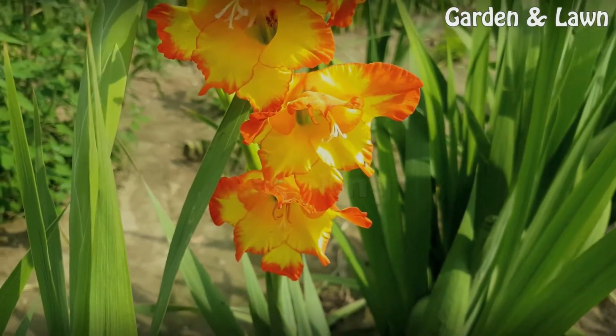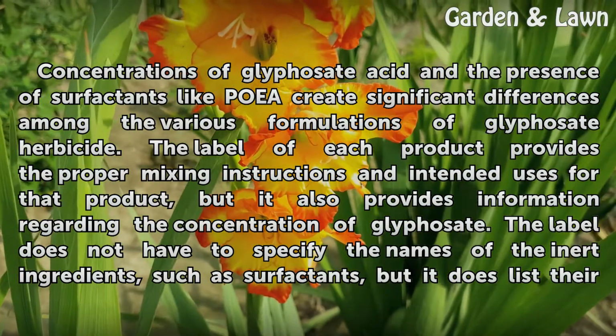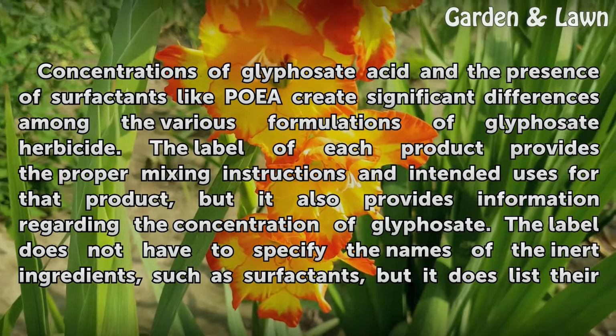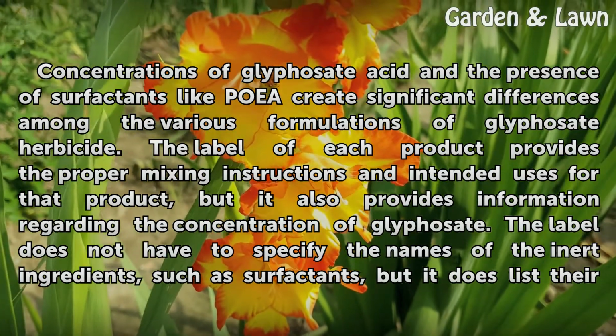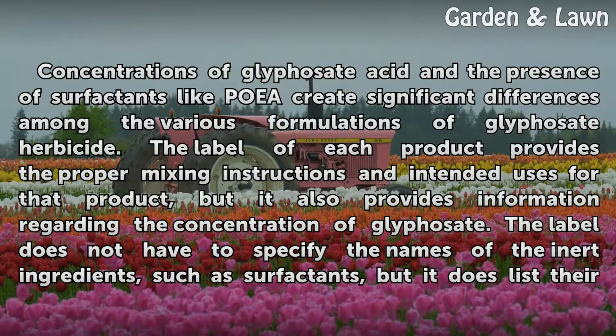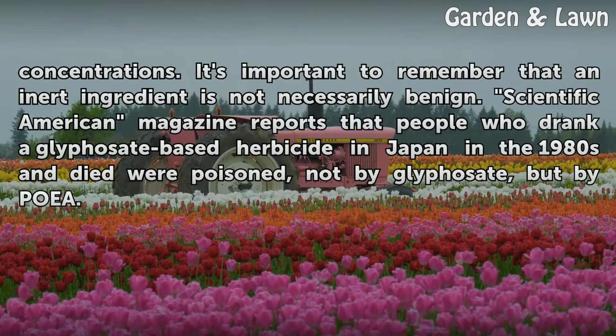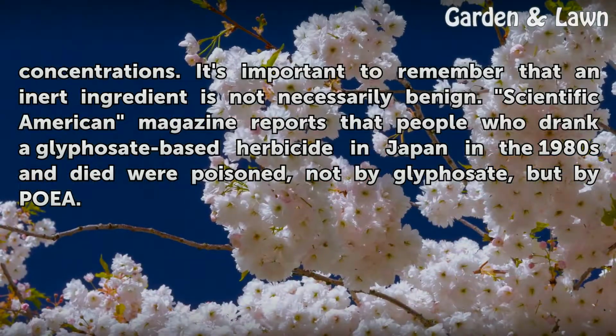Labeling. Concentrations of glyphosate acid in the presence of surfactants like POEA create significant differences among the various formulations of glyphosate herbicide. The label of each product provides the proper mixing instructions and intended uses for that product, but it also provides information regarding the concentration of glyphosate. The label does not have to specify the names of the inert ingredients, such as surfactants, but it does list their concentrations. It's important to remember that an inert ingredient is not necessarily benign. Scientific American magazine reports that people who drank a glyphosate-based herbicide in Japan in the 1980s and died were poisoned, not by glyphosate, but by POEA.